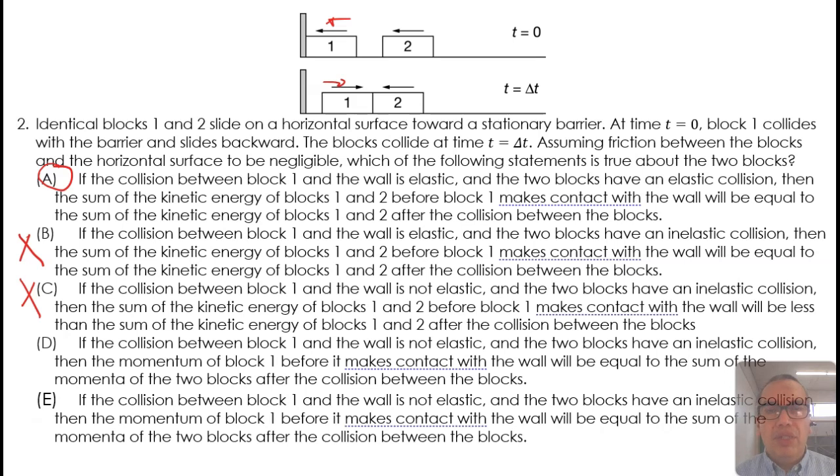Momentum of the whole system is always conserved if the system is isolated. In this case, the system is not isolated because the wall is exerting an external force on it. So you cannot have equal momentum. The same applies for option E.